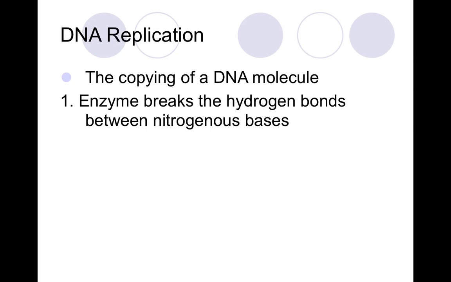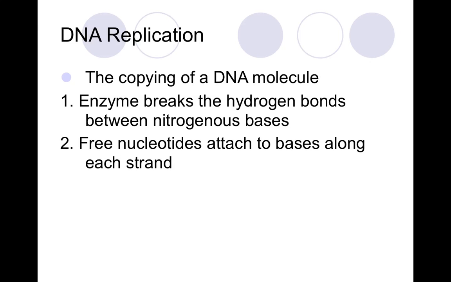What happens during replication is first we have an enzyme and it breaks down the hydrogen bonds between the nitrogenous bases. Now remember, those nitrogenous bases are the bases that are in the middle. They make up the rungs of the ladder and they are put together by hydrogen bonds. And so those unzip from the middle, pulling each side of the ladder apart from each other. This frees nucleotides. Then the free nucleotides out in your cytoplasm are going to be coming back in and attaching to the bases along each strand.